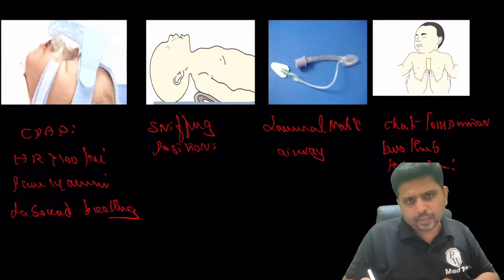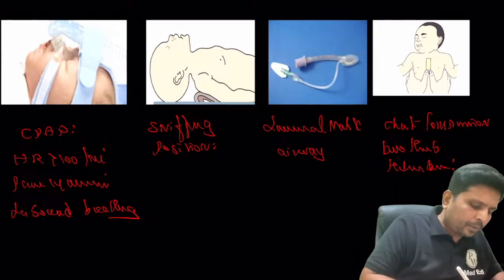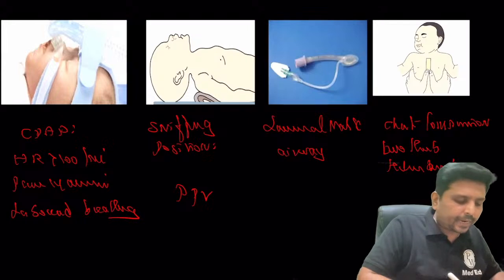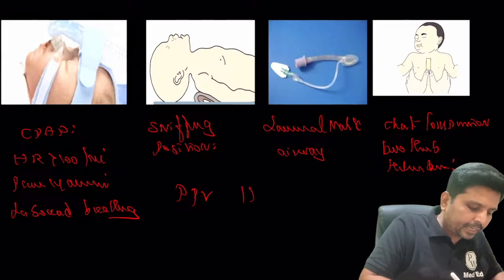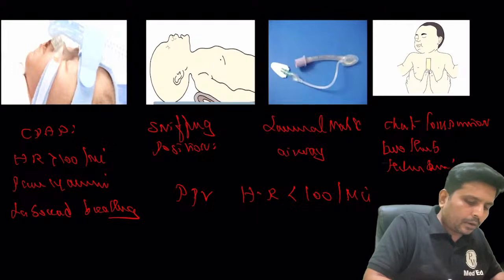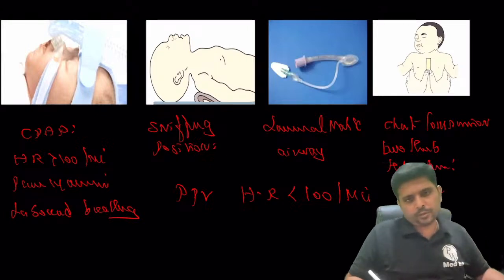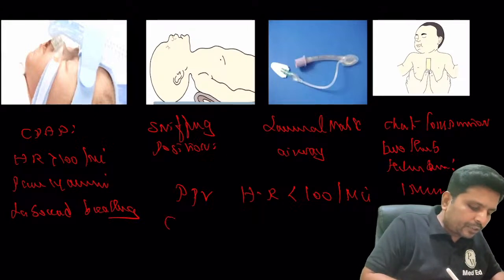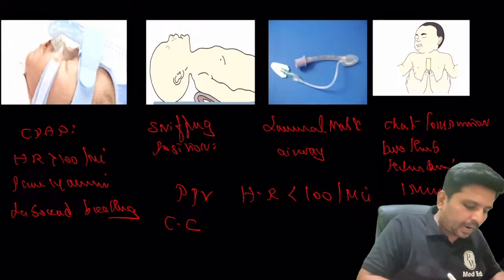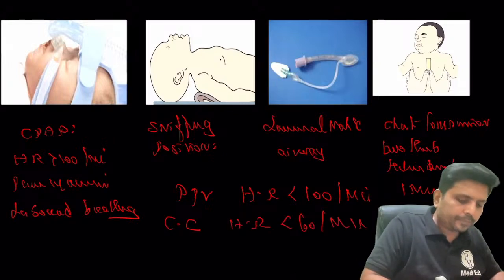So what are all the other things that they will ask you? Positive pressure ventilation can be given if the heart rate is less than 100 per minute, 1 minute after birth. You will give chest compression when the heart rate is less than 60 per minute.